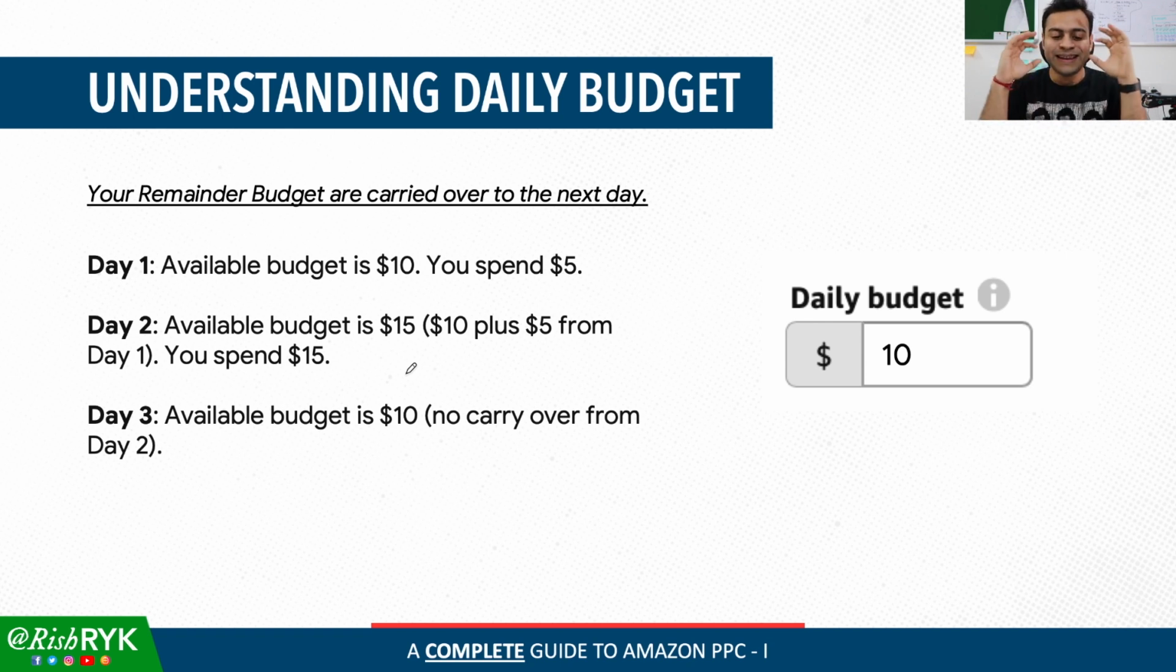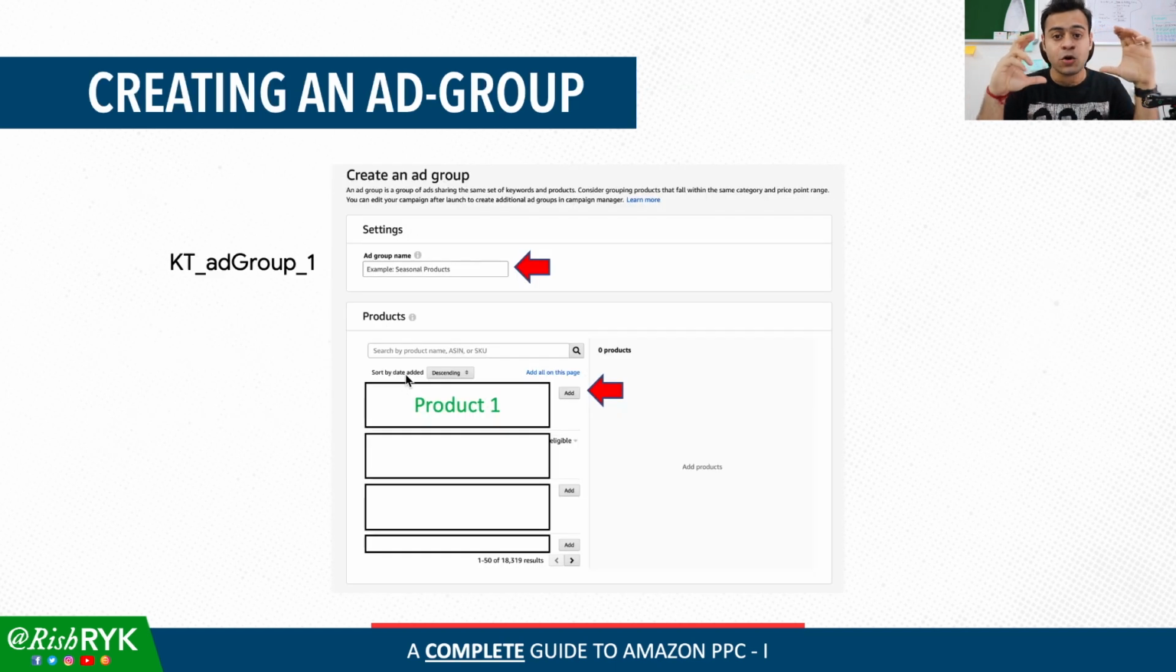All right. So the next thing that you need to create after you set your campaign name, daily budget, and the date is your ad group name. Again, keep it simple. Use your brand name initials and just name your ad group as brand name initials KT_ad group_1. You can use your own brand name initials over here. I like to keep this very simple.